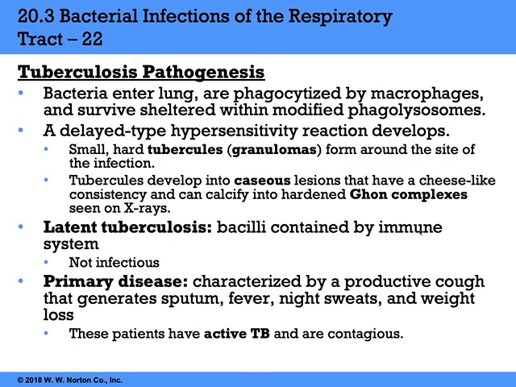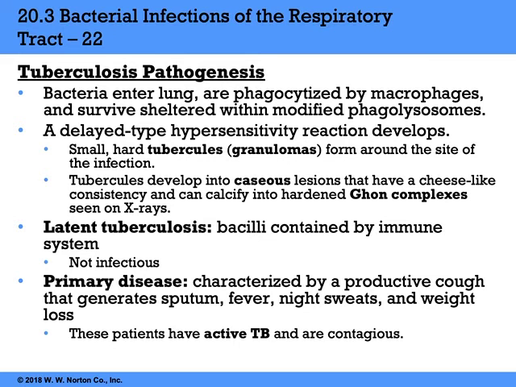Okay, so the way that this works is that you usually inhale spores of the tubercle bacillus, right? They're phagocytized by wandering macrophages, which are always around the lungs, and then they survive there within those phagolysosomes. A delayed hypersensitivity reaction is going to develop where you get small, hard tubercles or granulomas around the site of the infection. They develop into caseous lesions, which have a cheese-like consistency, and calcify into hardened Ghon complexes on x-rays. So what this does is it destroys the alveoli in the lungs and coats them with material that impedes gas exchange. It also reduces the elasticity of the lungs, and it can cause bleeding.